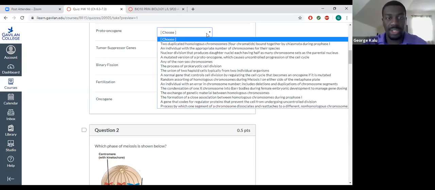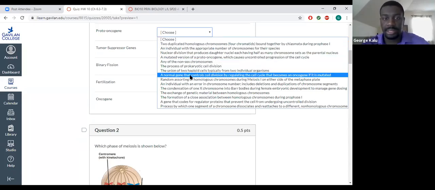So next one is the proto-oncogene. Okay. So what would be a proto-oncogene? Right, so it's going to be a normal gene that's going to code for regular cell division. So it's going to control cell division, but if it gets mutated, then it will end up becoming an oncogene. Perfect. Okay, so this is going to help regulate the cell cycle, help kind of push the cell cycle forward.